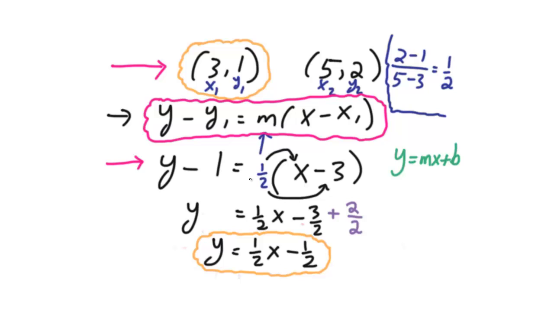So y minus y1 equals 1/2 in parentheses x minus 3. That's the point-slope form. And then we modified it and rewrote the equation and put it into slope-intercept form, which is down here: y equals 1/2 x minus 1/2. Okay, so the slope is 1/2 and the y-intercept is negative 1/2. And we're done. And we're happy.